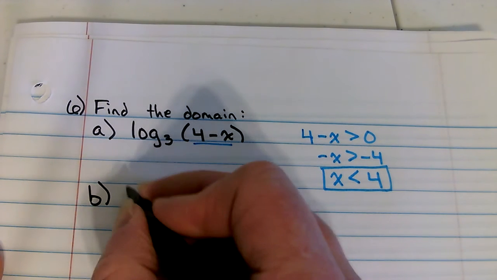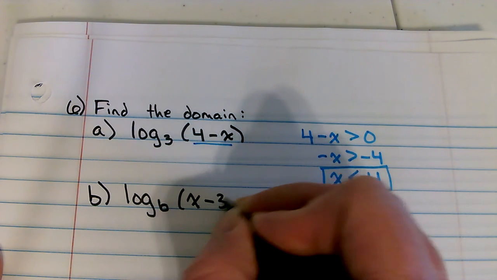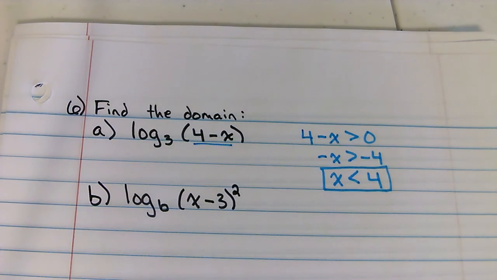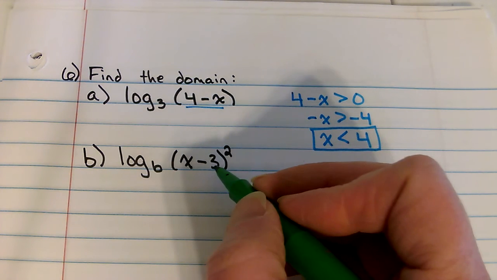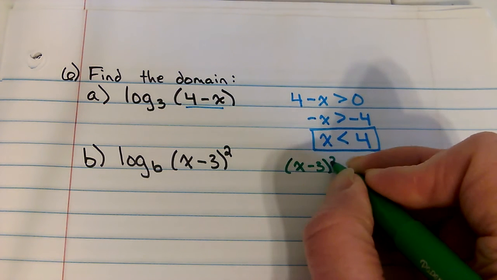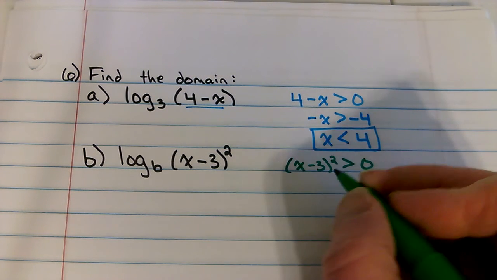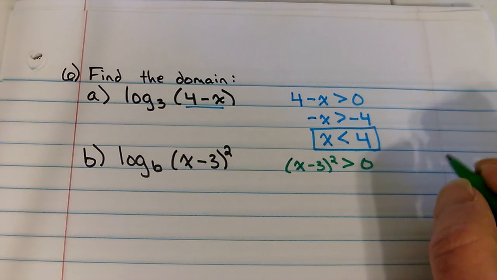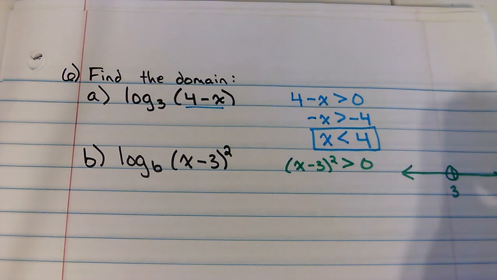Let's do another really hard one. Ooh. All right. So my argument is all of this. X minus 3 squared. And it needs to be greater than 0. Can't equal 0. It's got to be greater than 0. So let's think about that. That has a 0 at 3. It's not equal to it.